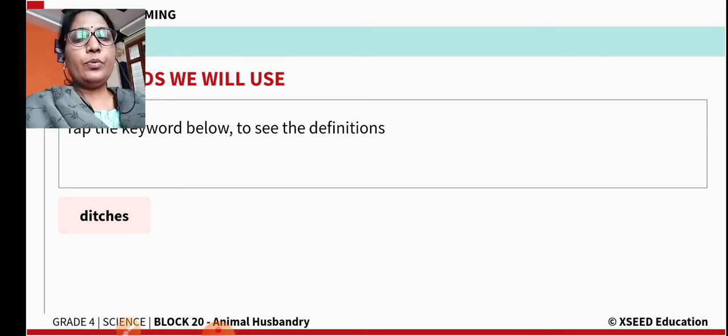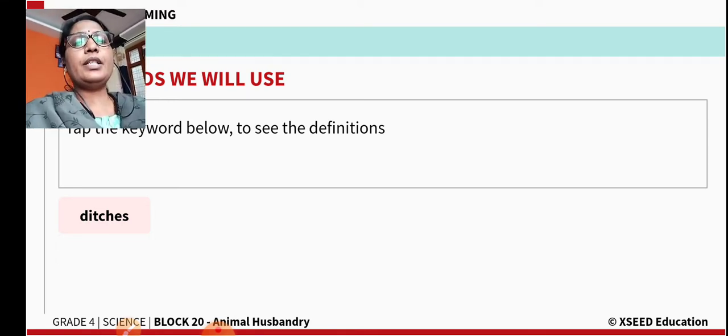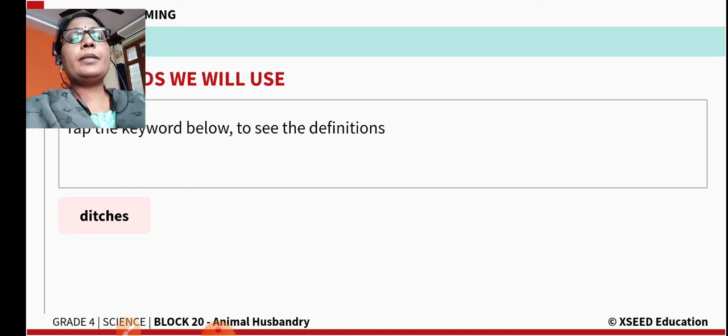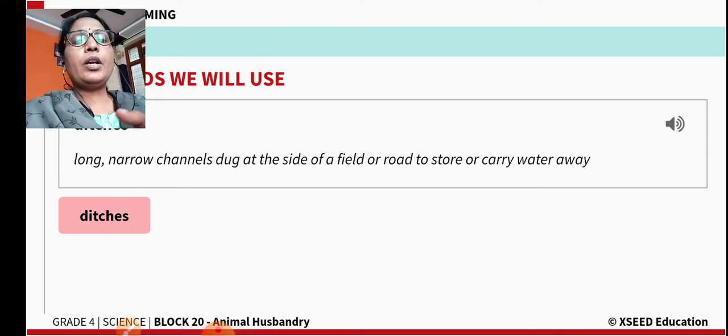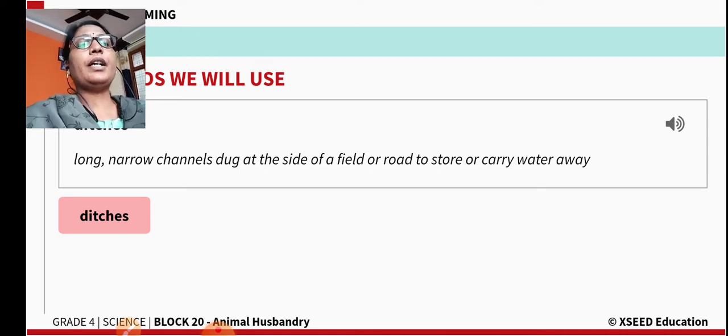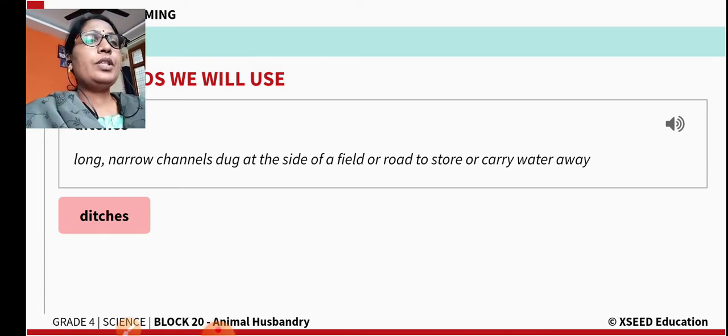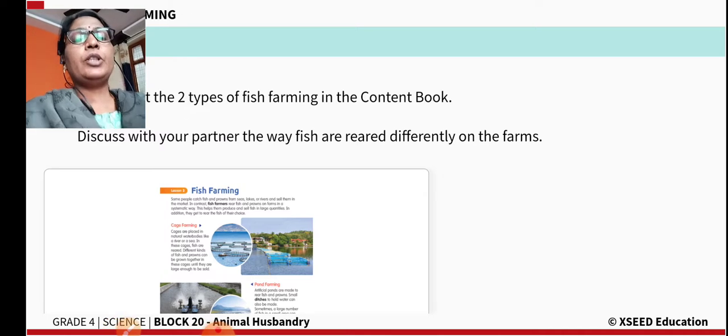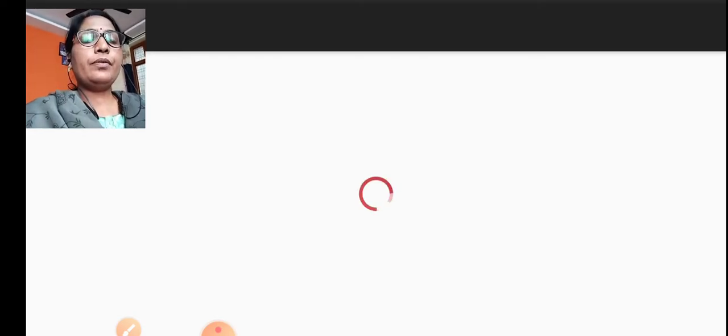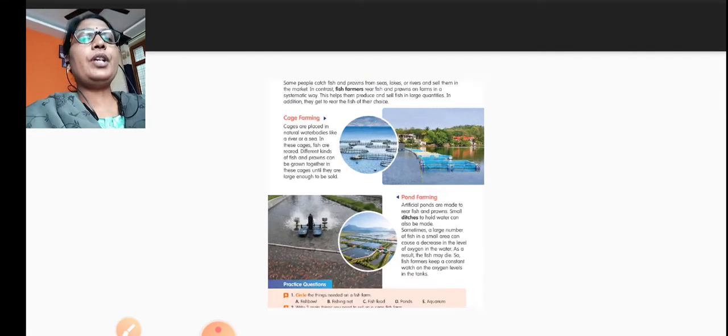So here you will read the word ditches. Ditches means small, long, narrow channels dug at the sides of a field or road to store or carry water away. A small ditch is used to store water. So, how ditches are used in fish farming we will see now. Here you can see the beautiful pictures of fish rearing.